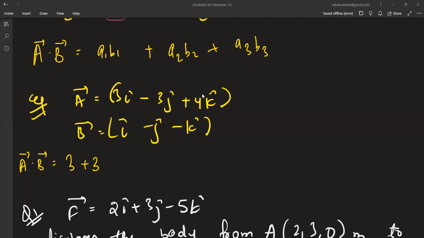For the k cap, how should I write? 3 plus 3 I have written, 3 for this, 3 for this. What should I write for here? Minus 4. Yes, it would be minus 4. So what are we getting? 6 minus 4, that is 2. So we have resolved the vectors. Our final answer is 2.